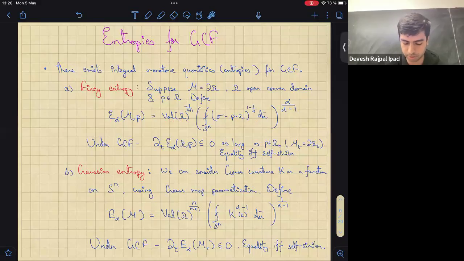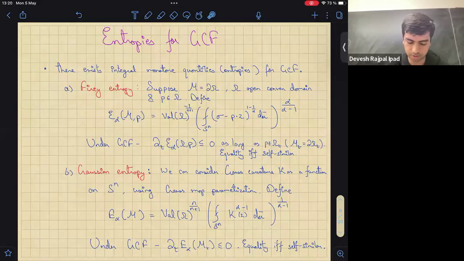And it's a property of GCF that this entropy is monotone. In this definition, it will be decreasing along the flow, as long as your point is contained in the interior of the flowing hypersurfaces. Also, equality is attained if and only if you start with a self-similar solution.